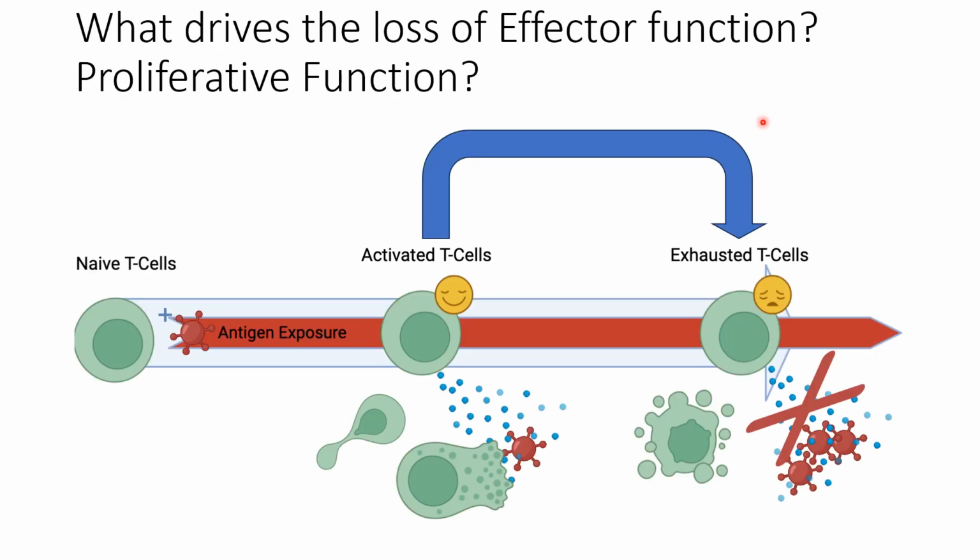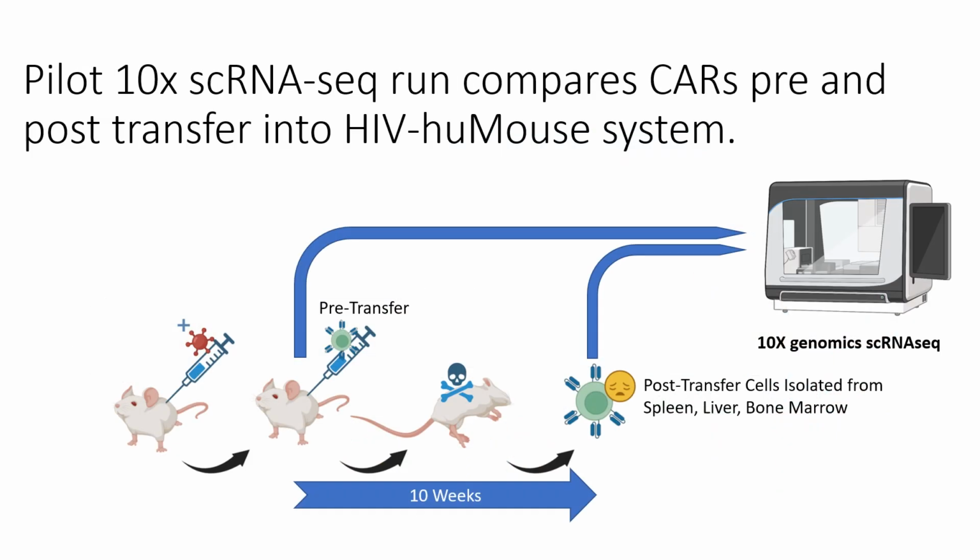So a lot of the work that I'm very interested in is what exactly is happening in between the state of activated T cell and exhausted T cells, and what drives effector function loss and proliferative function loss, or even the development of that. Well, the first transcriptomic data set that I worked with was an ex vivo experiment where we compared pre-transfer CARs right over here before they're exposed to antigen within the mouse system, and ex vivo CARs, a mouse that was exposed to HIV for 10 weeks. And we see what transcriptomic changes occur during this period in a differential manner.